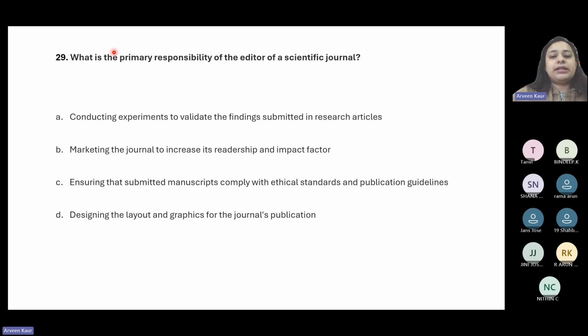Then we come to question number 29, which says, what is the primary responsibility of the editor of a scientific journal? Right? Is it to conduct experiments to validate the findings submitted in research articles, or to market the journal to increase its readership and impact factor, or to ensure that the submitted manuscripts comply with the ethical standards and publication guidelines, or to design the layout and graphics for the journal's publication? So, what do you think is the primary responsibility of the editor of a scientific journal?